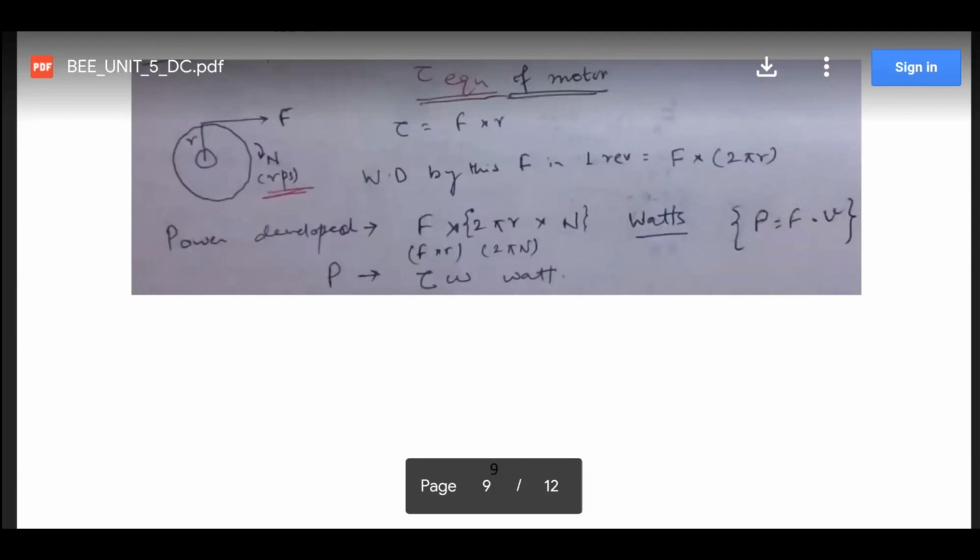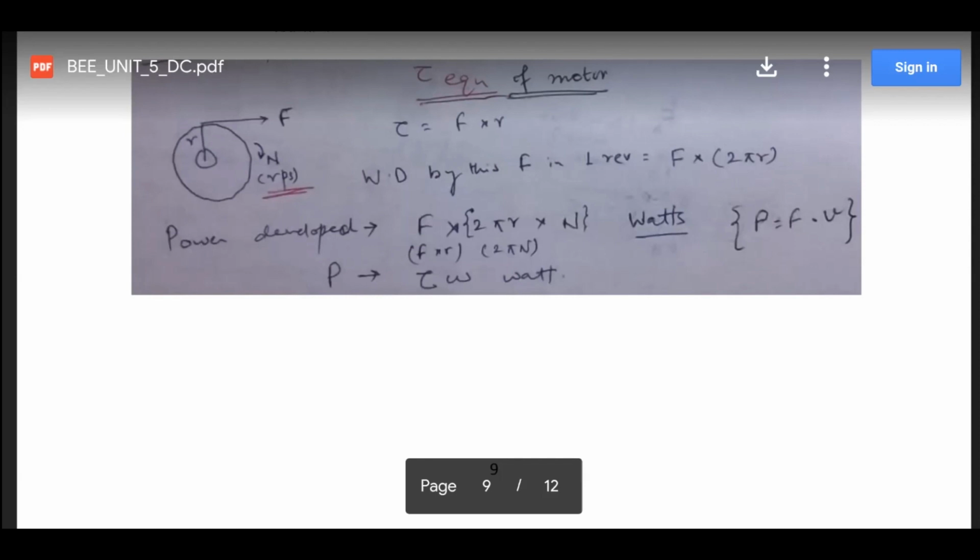Okay, so what is the work done by this force in one revolution? What is work done? Force into distance. And in one revolution the rotor will have one circle. What is this? 2 pi r. And this 2 pi r is known as what? Perimeter. So this is the perimeter, the distance traveled in one circle.